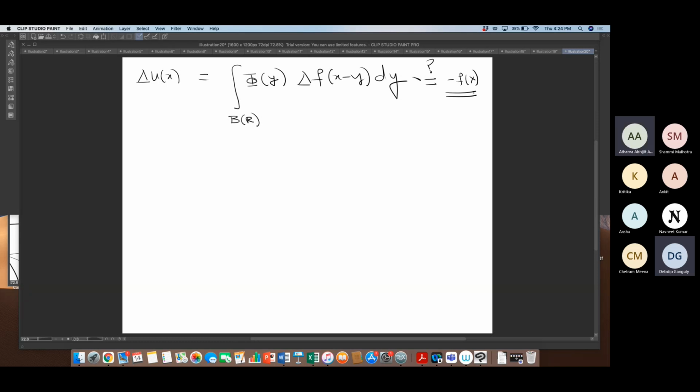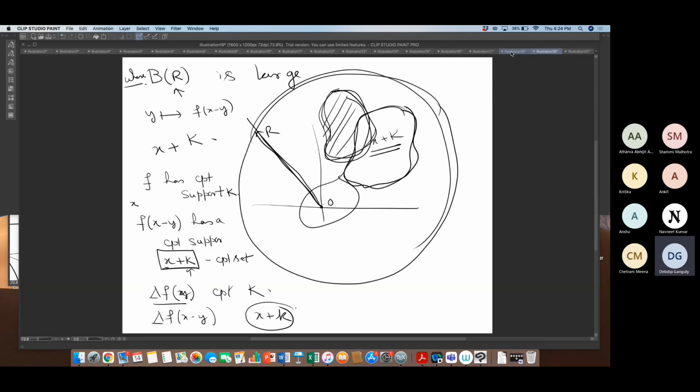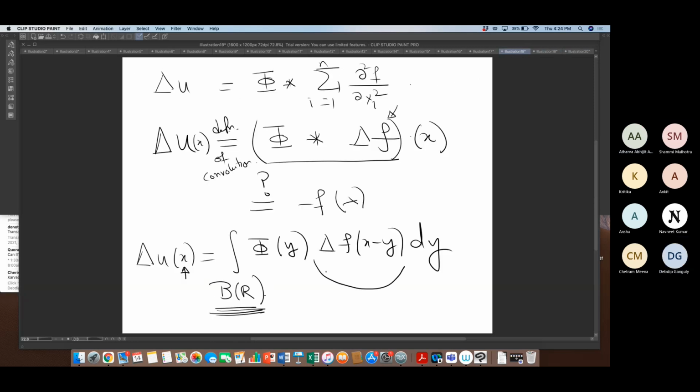Sir, when we are calculating the convolution, we have to integrate over the whole Rn. Yes, all Rn, because it has a compact support. Because Laplacian f has a compact support, it will vanish, right? Yes. It will vanish for each x outside x plus K, the support. Outside x plus K the integral is 0. So if you don't want, you can write Rn. No problem.